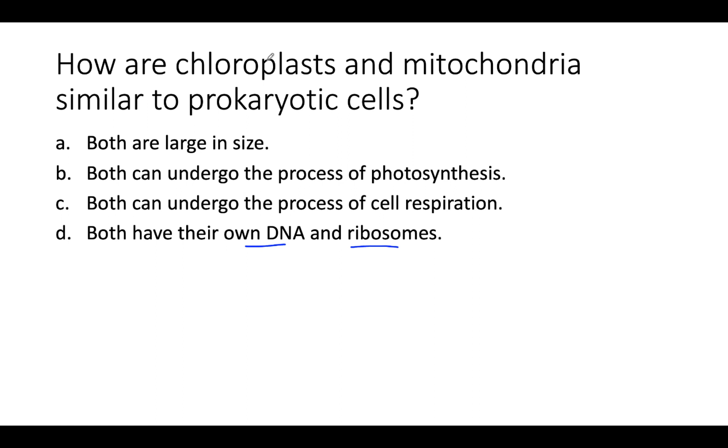But once they entered the eukaryotic cell, the chloroplast or mitochondria and the host, both sides win-win. Both are happy, both are satisfied, so they decide to live together. We call that endosymbiosis. But what is the evidence that chloroplasts and mitochondria were prokaryotic cells a long time ago? Because they have their own DNA and ribosomes, like an ordinary prokaryotic cell. So the answer is D.